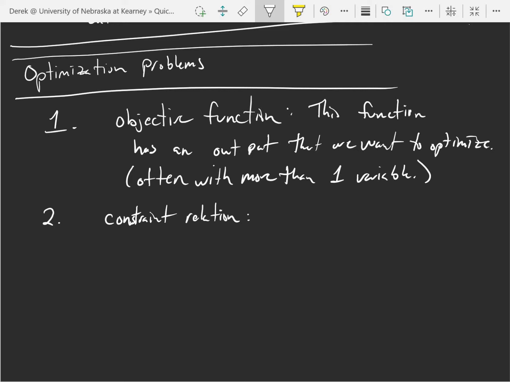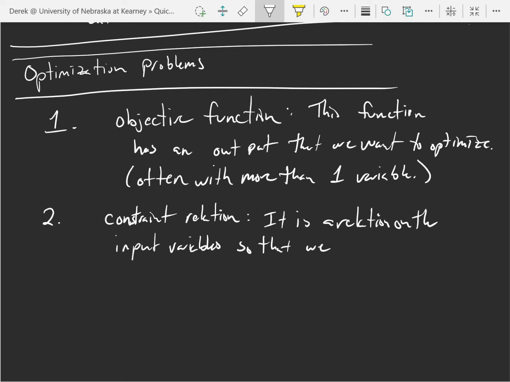Do I want to spend $100 at the grocery store each day, and I will sell all that I can. What relationship between hot dogs and hamburgers do I need to use to maximize my profit? So this constraint relation is a relation on the input variables so that we can reduce the objective function to a single variable function.